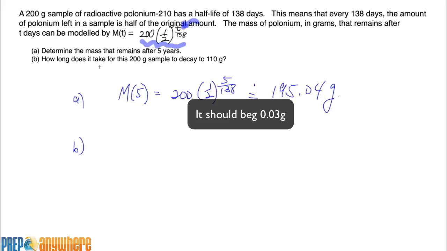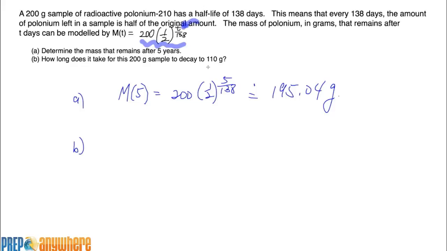Okay. Part B, how long does it take for this 200 gram sample to decay to 110? So not quite half, so it should be less than 138 days, but pretty close. So that means the final result is 110, and let's make that equal to the given equation of 200 times one half to the power of t over 138. So we can divide both sides by 200, and we're trying to isolate t here right now.